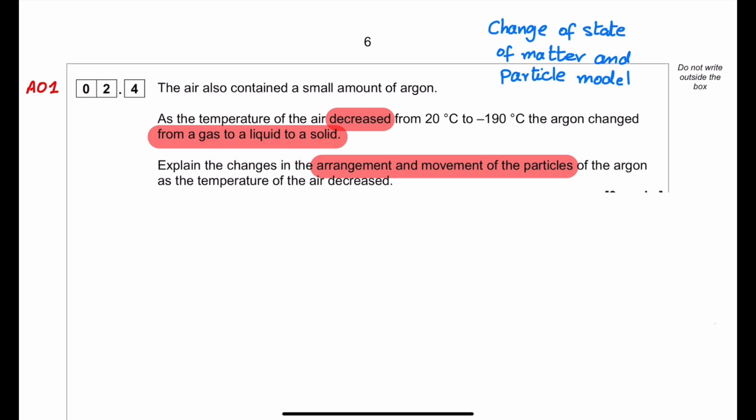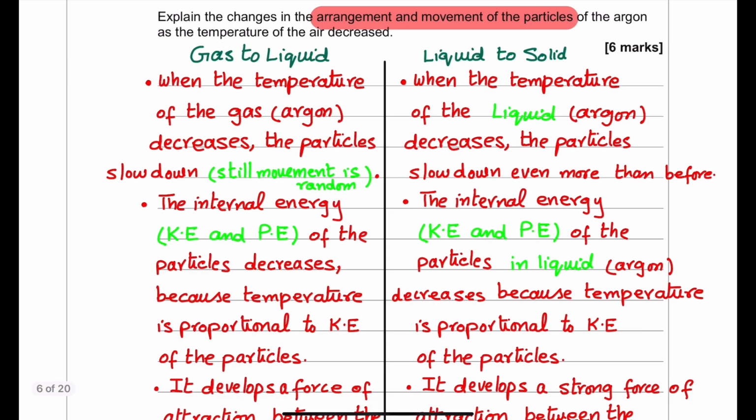Explain the changes in the arrangement and the movement of the particles of the argon as the temperature of the air decreased. So we need to mention two main areas. One is when the argon gas changes from the gas state to liquid state, and when it changes from liquid state to solid state. We need to consider the temperature, kinetic energy, and potential energy of the particles, because the kinetic energy is related to the movement of the particles and it relates to the temperature of the particles. Let's see the model answer.